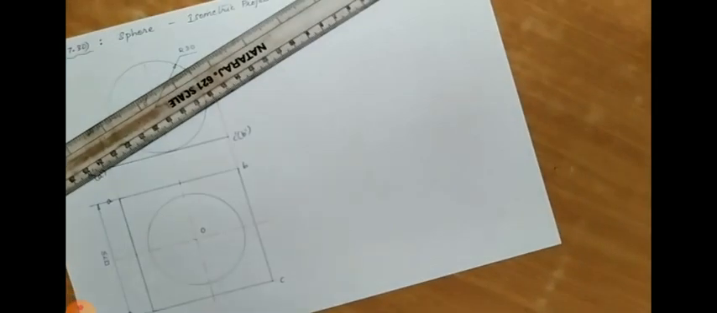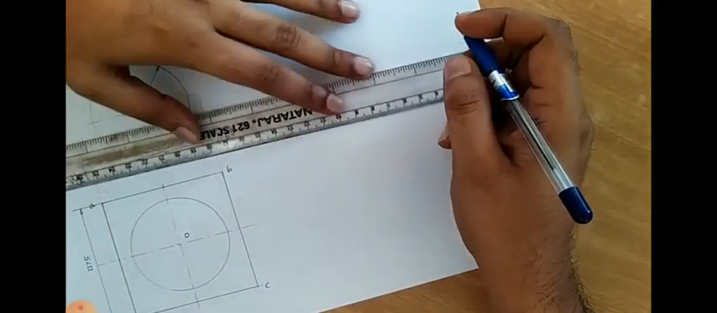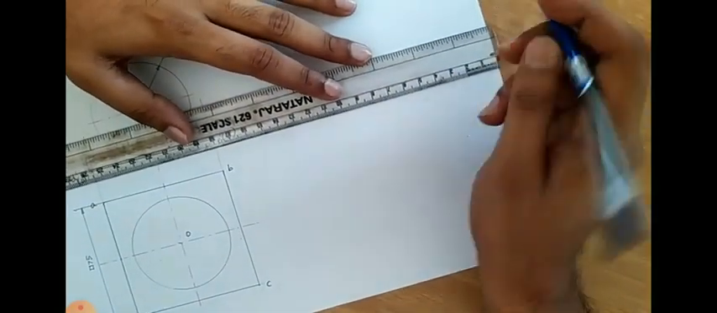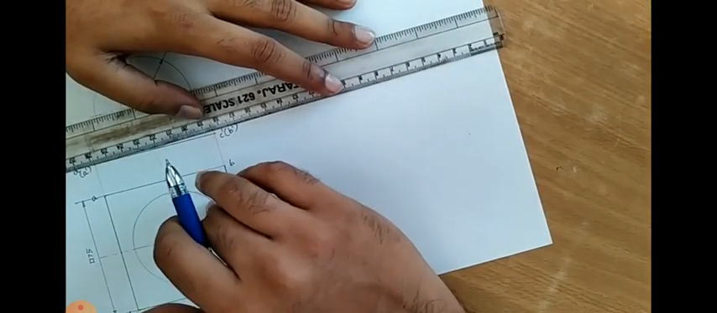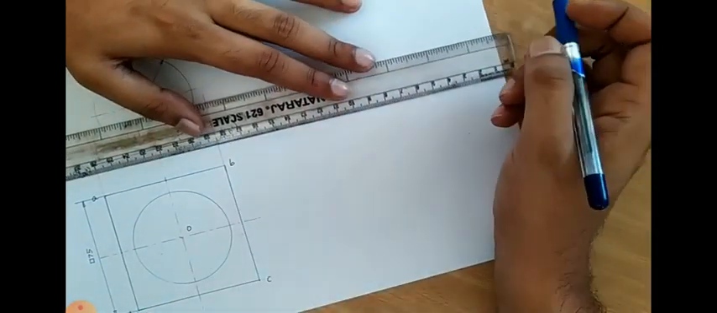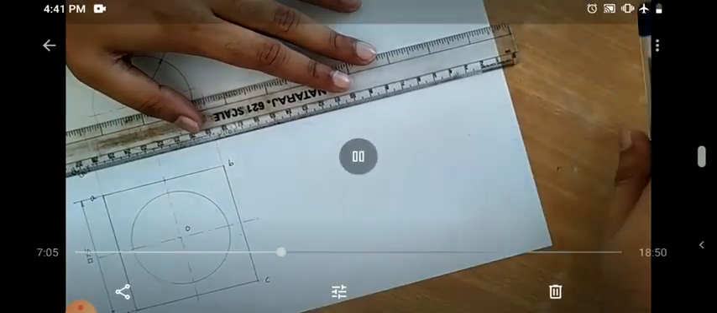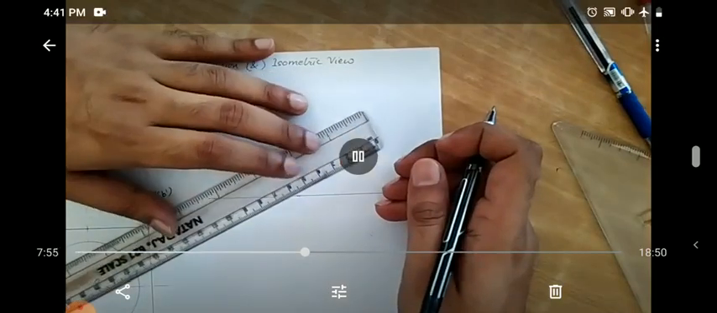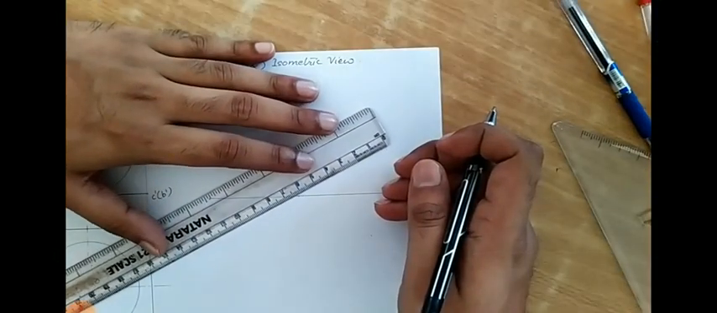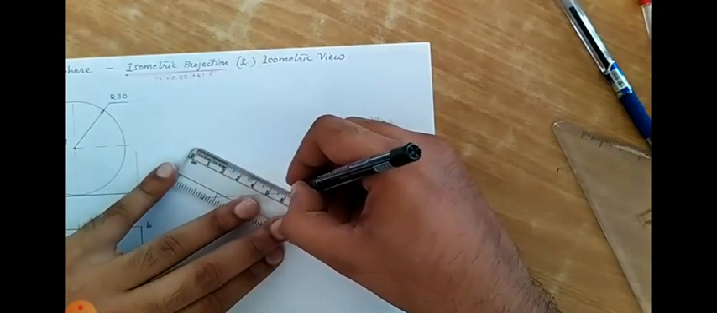Now you know the starting procedure. Whether it be isometric view or isometric projection, first you have to create the isometric axis. For that we have to draw a horizontal line, take a point on the horizontal line, and from there we have to mark the two isometric axes. I have selected the point. Now I am drawing the isometric projection now.